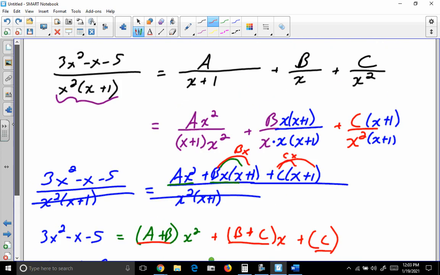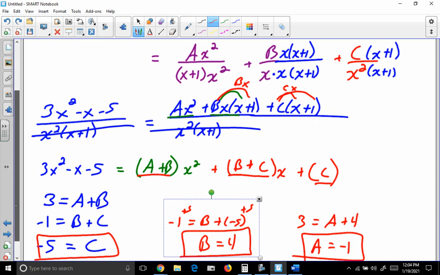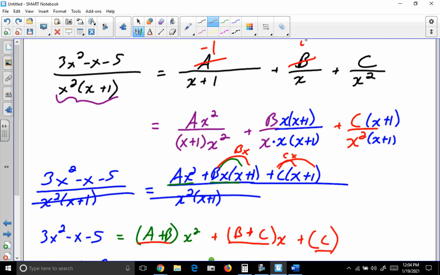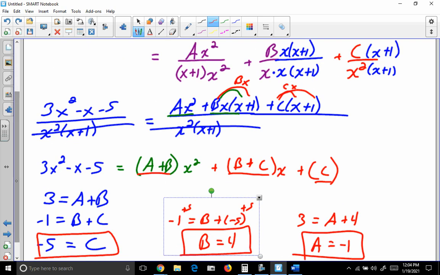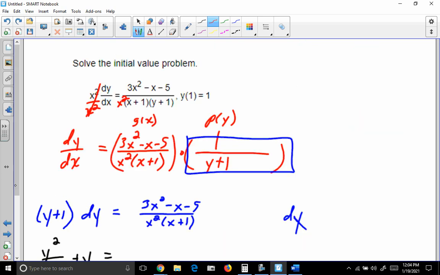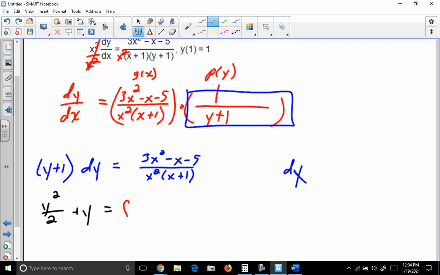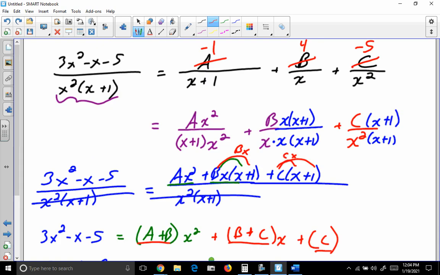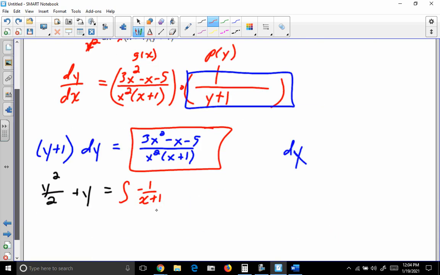So what does this mean? When we decompose it, we're going to have a negative 1 over x, we're going to have a 4 over x, and we're going to have a negative 5 over x squared. So this integral on the right, we can break this up into 3 fractions: negative 1 over x plus 1, and 4 over x, minus 5 over x squared.